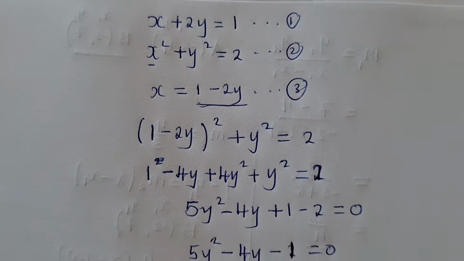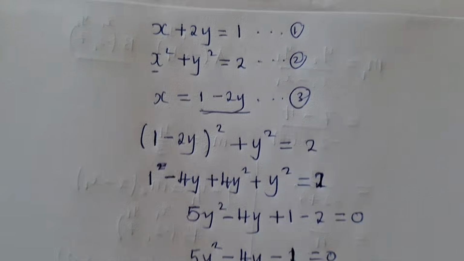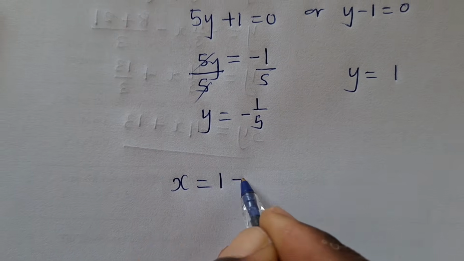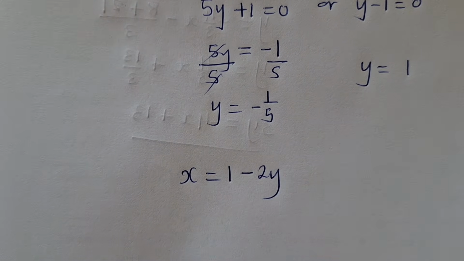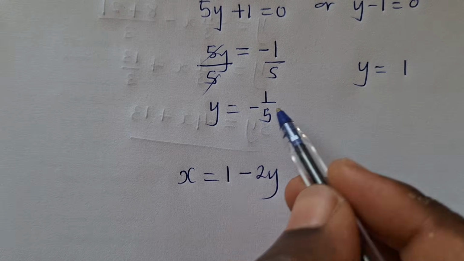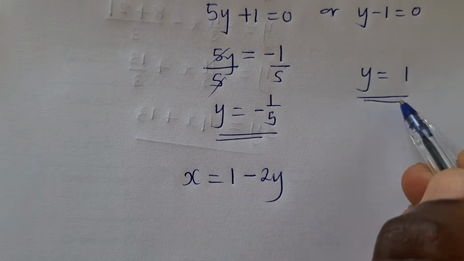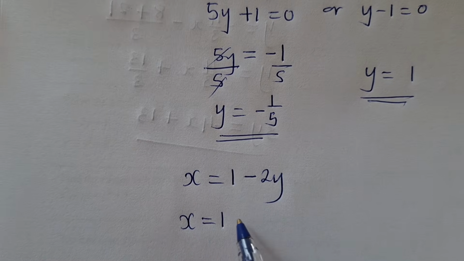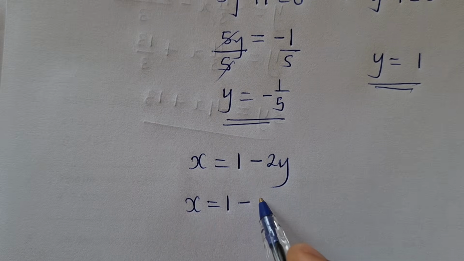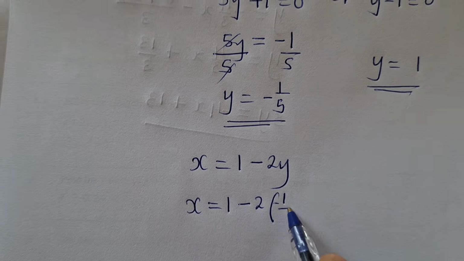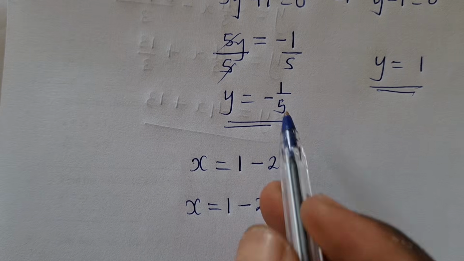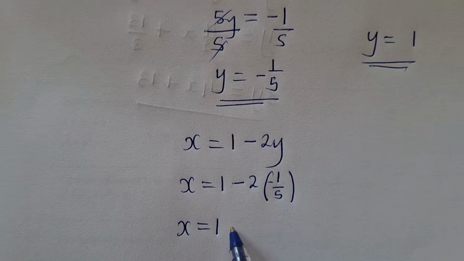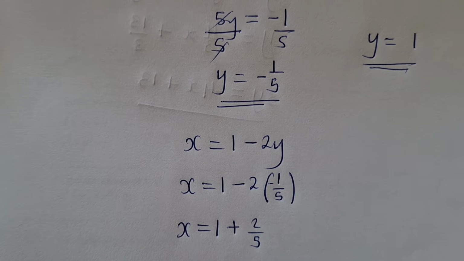So we come back here. You see, equation 3 looks like this: x is equal to 1 minus 2y. We found the values of y. Now to find the values of x, we say x is equal to 1 minus 2 times negative 1 over 5. We just substitute the y value here. And this will be equal to x equals 1 plus 2 over 5.